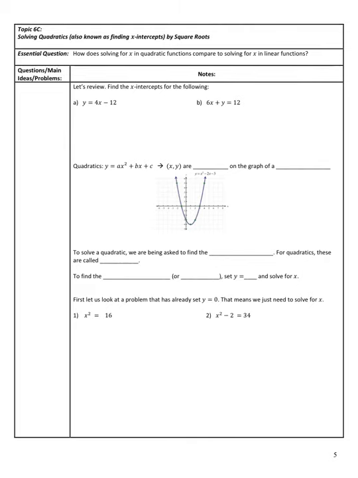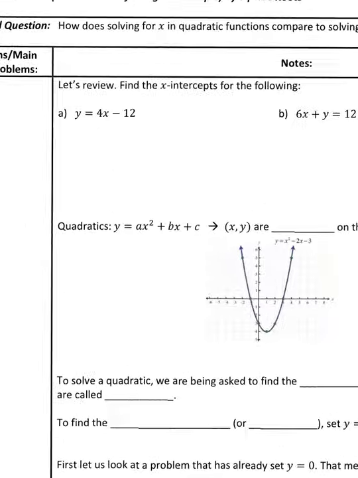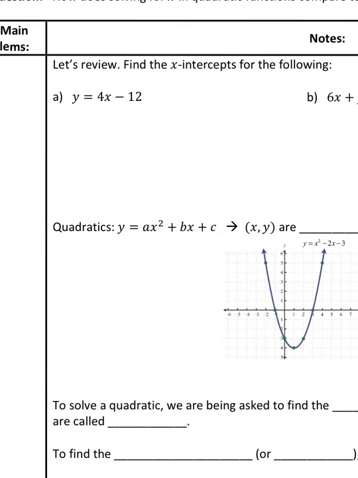I actually want to start off with a review of x-intercepts from our linear unit, if you remember way back to our linear unit. Right, so first problem here says y equals 4x minus 12. To find the x-intercept, we set y equal to 0 and solve for x, right?